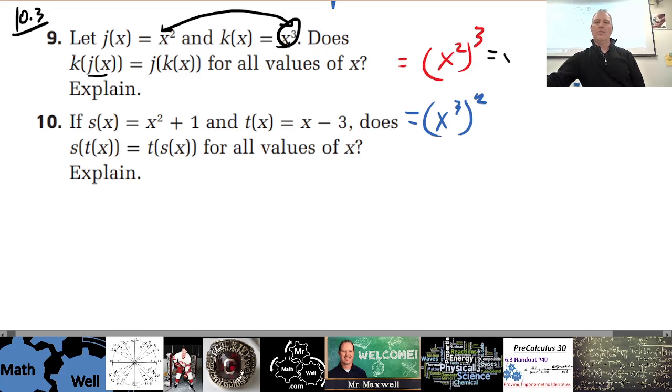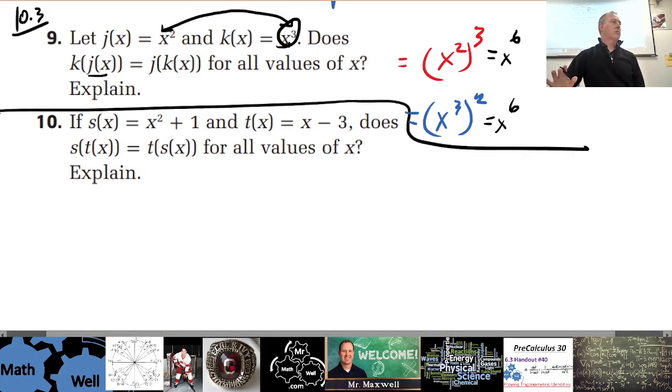Well, this simplifies to x to the 6 when you multiply. This simplifies to x to the 6 when you multiply. So looks like they're the same. This can be fine for an explanation. You can also say that a power raised to a power you multiply exponents. So 2 times 3 is the same as 3 times 2. Okay, that's for number 9. So yes, the same. Does that make sense?